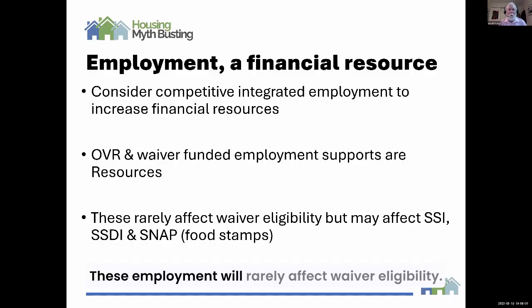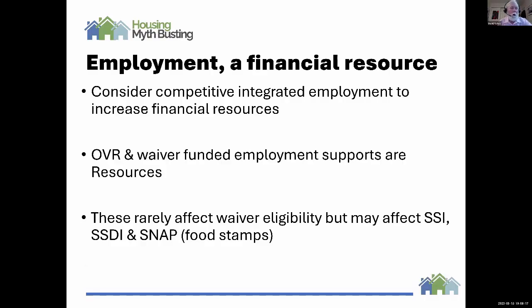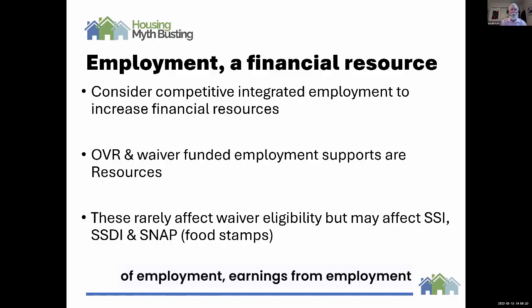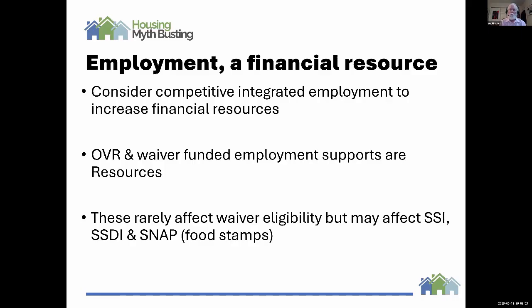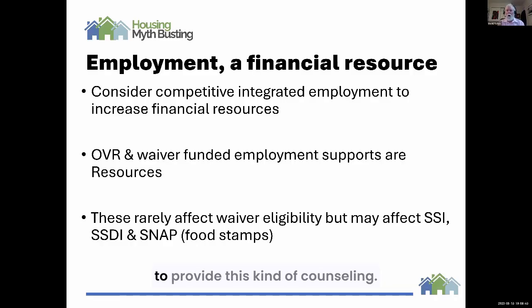These employment will rarely affect waiver eligibility, but there are programs that can provide very detailed, individualized guidance as to the potential effect of employment, earnings from employment on a person's SSI or their SNAP or their waiver. One is through the Social Security Administration. They have programs called the Work Incentive Planning and Assistance Programs. They contract with specific agencies in Pennsylvania to provide this kind of counseling. Agencies are called WIPA agencies.